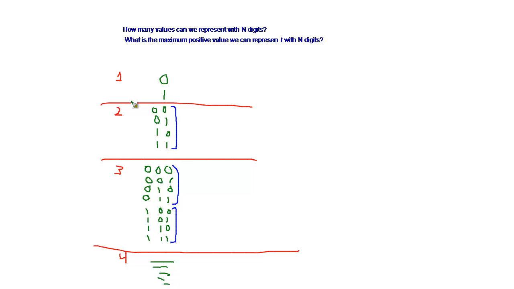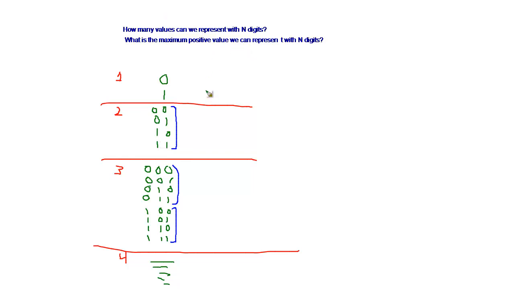Okay, so let's see if we can answer the first question. How many values can we represent with n digits? Well, in this case, it's 2. In this case, it's 4, and so on and so forth. But is there some formula we could come up with or use, or maybe I could steal from a book and try to explain in a video?